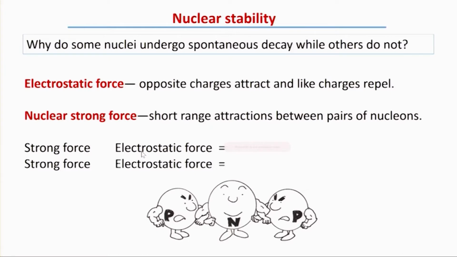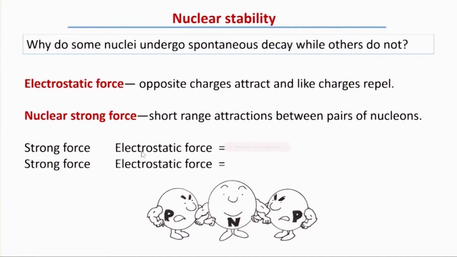Well, what is in the nucleus again? What do we have in there? We have protons and neutrons. Now the neutrons have no charge, but the protons have a positive charge. If we're just thinking about this electrostatic force, we would assume that all nuclei would probably be unstable, because we have these positive protons all repelling each other.